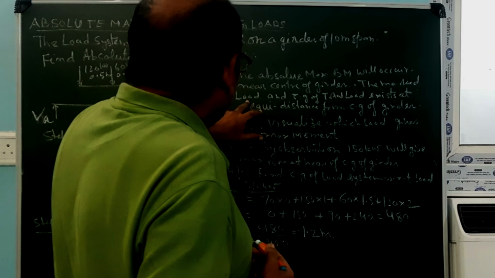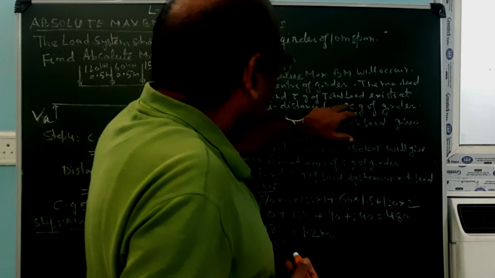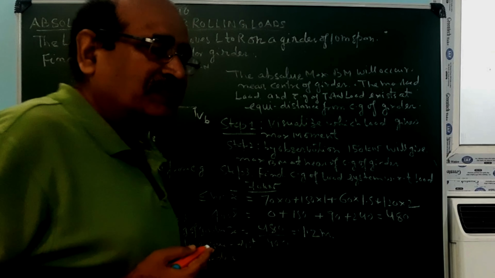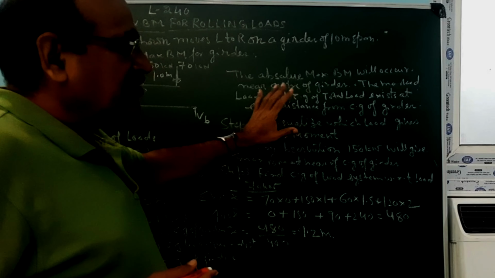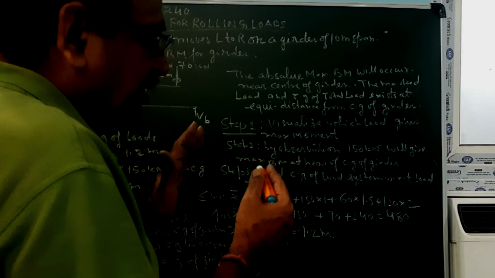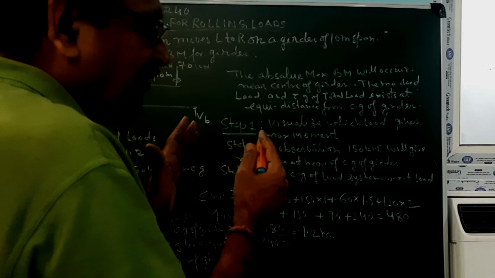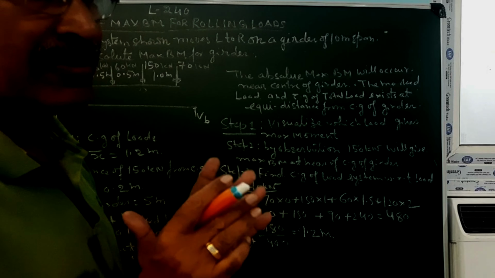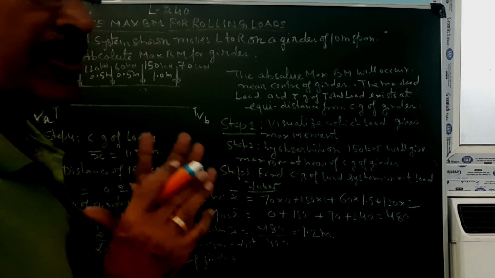The mark load and the CG of the total load exist at equidistance from the CG of the girder. This is the point. Means the mark load and the CG of load will be equidistant from the center of the girder. This is the fundamental thing which we have to keep in mind.